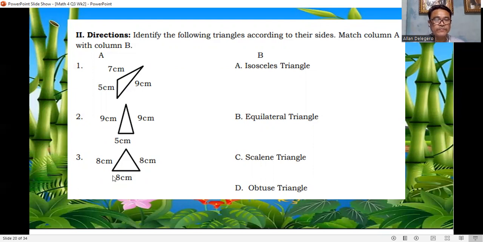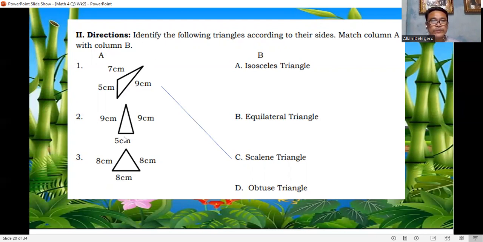Number 3, a triangle measures 8 centimeters. Each side is 8 centimeters. Let's check your answers. For number 1 is a scalene triangle. Has no equal sides.